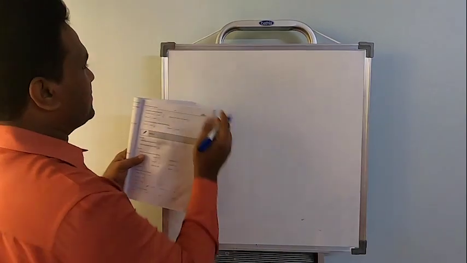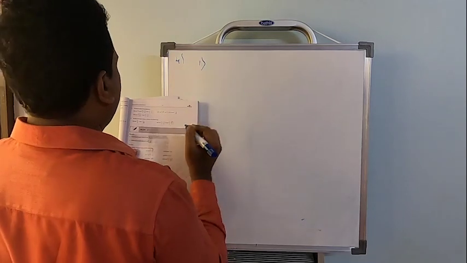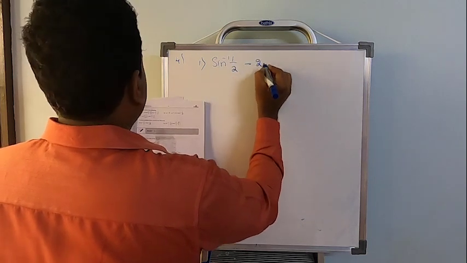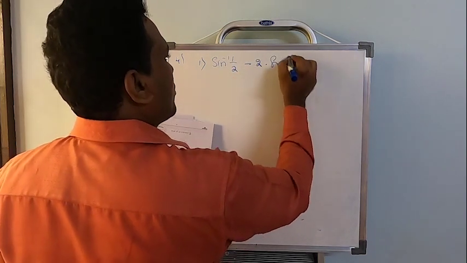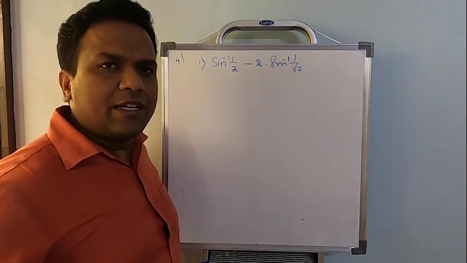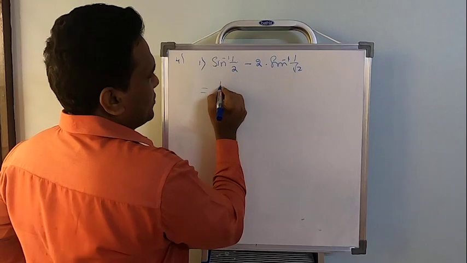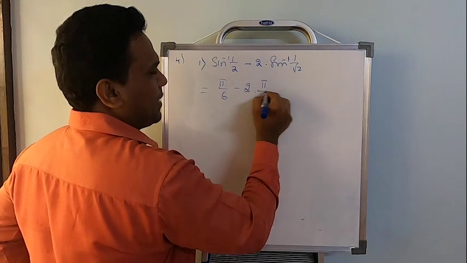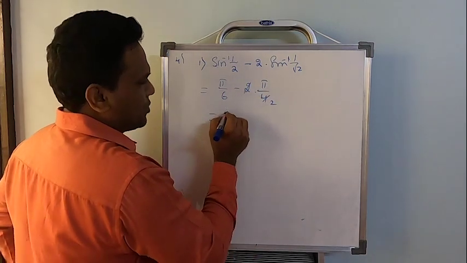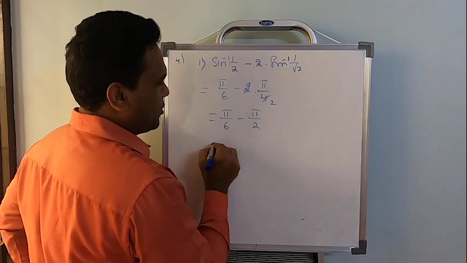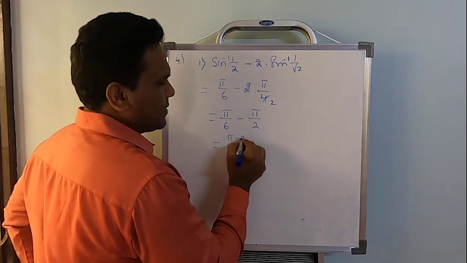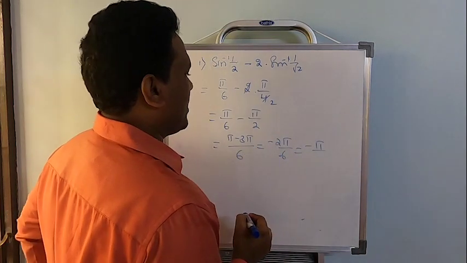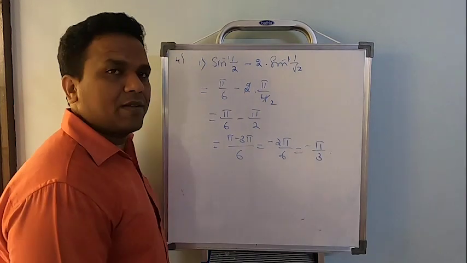Now let's go to the fourth main. Again, it's a problem based on finding the principal value. The first problem under this: sin inverse 1 by 2 minus 2 into sin inverse 1 by root 2. There is no negative sign inside the inverse ratios, so simplification will start with sin inverse 1 by 2, pi by 6, minus 2 into sin inverse 1 by root 2, which will be pi by 4. You can eliminate this. So pi by 6 minus pi by 2. On taking LCM, pi minus 3 pi, or minus 2 pi by 6, which is simply minus pi by 3. That's fine.